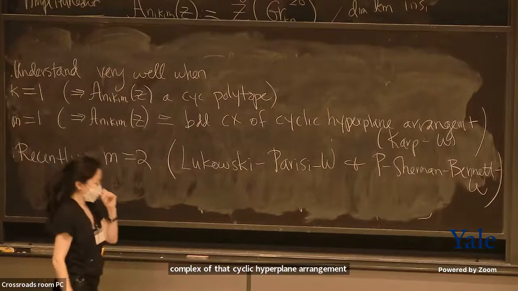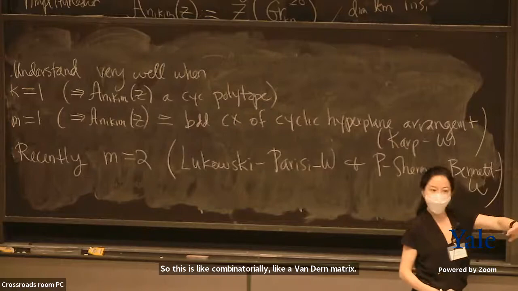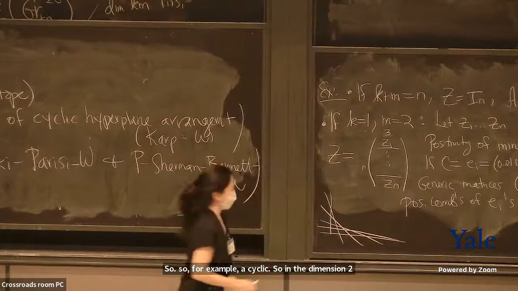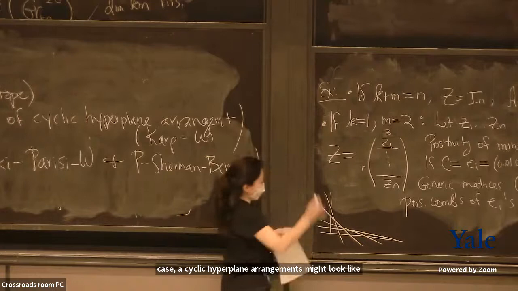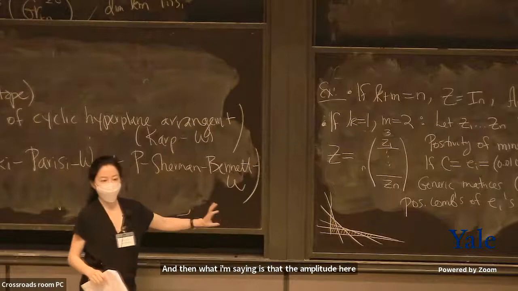Oh, yes. It just means that you take a positive matrix. So this is combinatorially like a Vandermonde matrix. You interpret rows as defining equations of hyperplanes. So for example, in the dimension 2 case, a cyclic hyperplane arrangement might look like this collection of hyperplanes I've drawn. Many regions are unbounded and some of them are bounded. The bounded ones look like this. And then what I'm saying is that the amplituhedron looks like that bounded complex of this cyclic hyperplane arrangement.